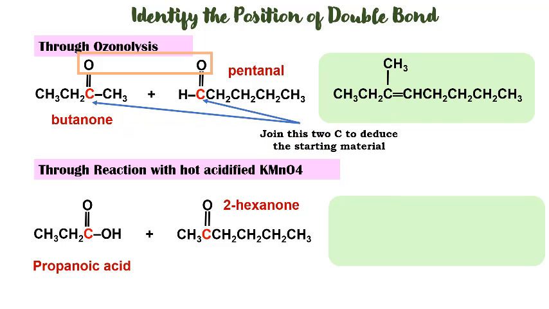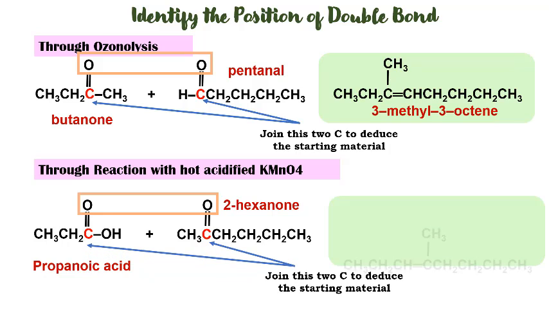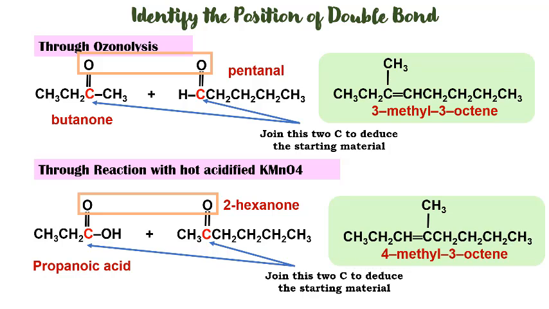This gives 3-methyl-3-octene. If the reaction of an alkene with hot acidified KMnO4 produces a propanoic acid and 2-hexanone, the location of the carbon-carbon double bond is found by removing the oxygen atoms from the carboxyl and carbonyl compounds and joining the carbon atoms with a double bond. This gives 4-methyl-3-octene.